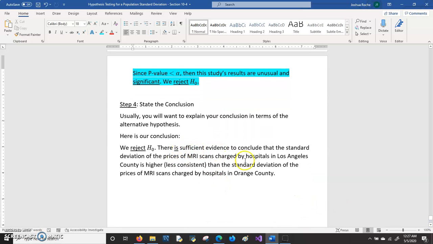There is sufficient evidence to conclude that the standard deviation of prices of MRI scans in hospitals in Los Angeles is higher or less consistent than the standard deviation of MRI scans in Orange County.